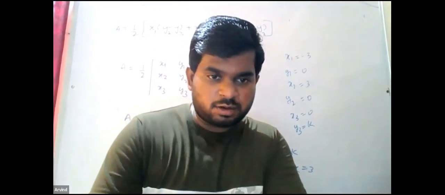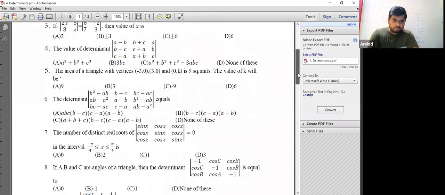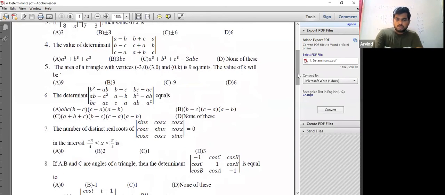Next one we'll just do it quickly. See, this will also be none of these itself. You find the determinant value. Okay, that determinant value will not match any of these. So let's not waste it. However, I'll be sending over this. Later you can try it out.